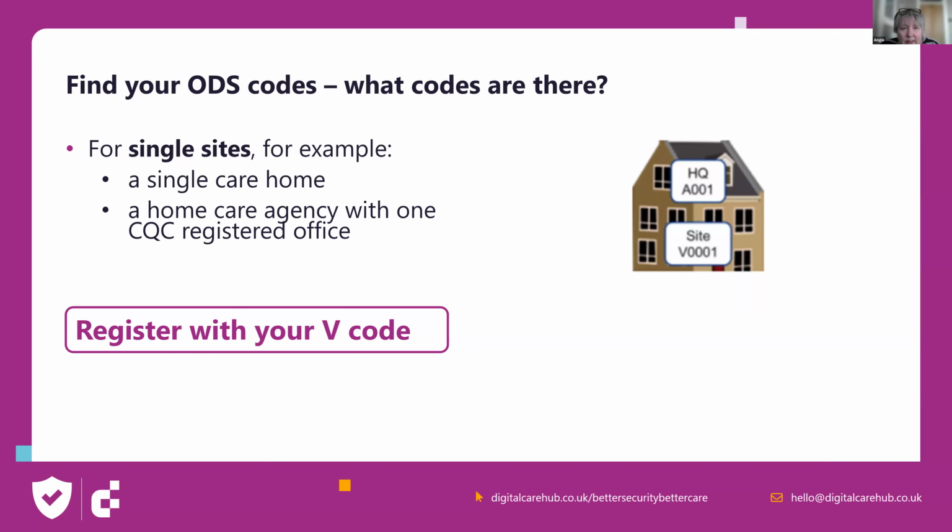So to find your ODS, if you're a single site, for example, a single care home or a single home care agency with one CQC registered office, register with your V code, okay? So when you actually come to look at them up, you'll see that you may have an A code and a V code, but if you register with your V code, that will be the right one for your single site. And the next slide.